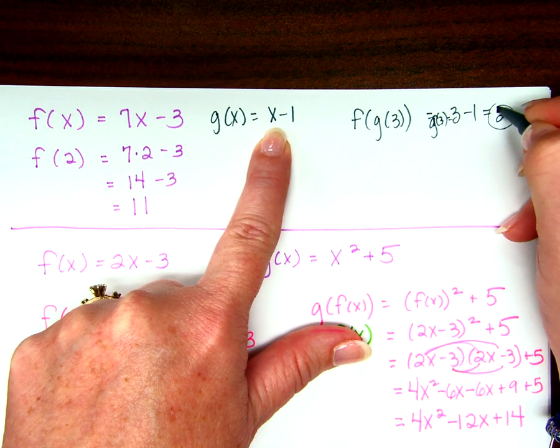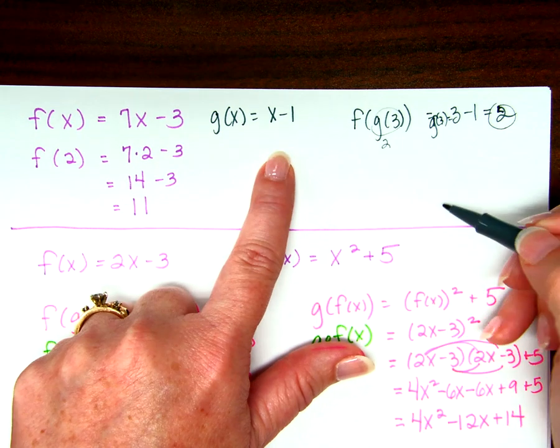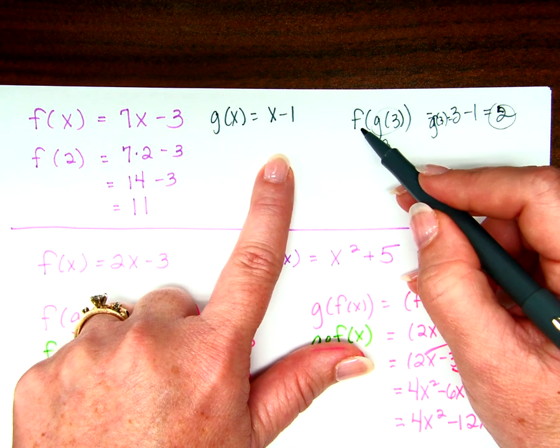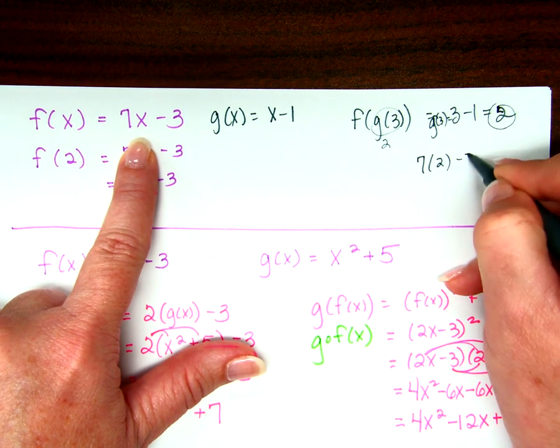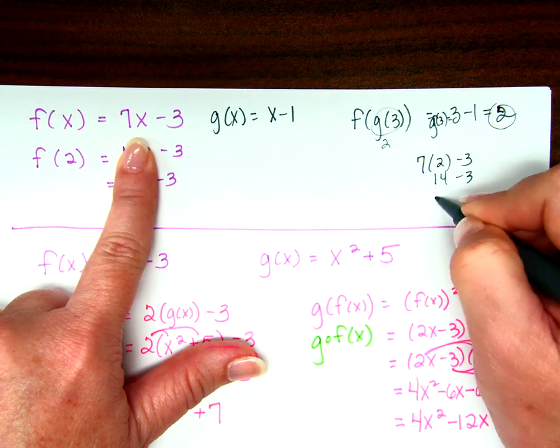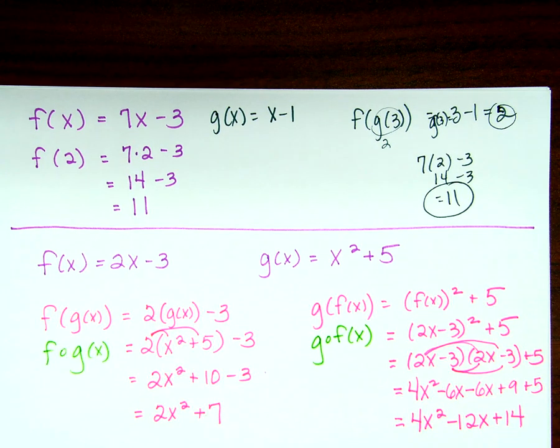What do I do with 2? I found g of 3, that equals 2. I put 2 into f. So 7 times 2 minus 3. So 14 minus 3, which is 11. And 11 is the final answer. Okay? Any questions?